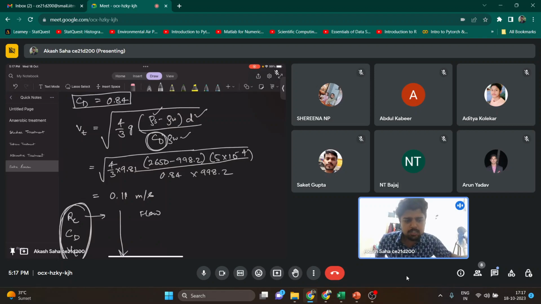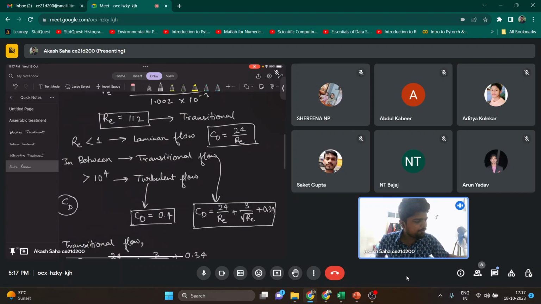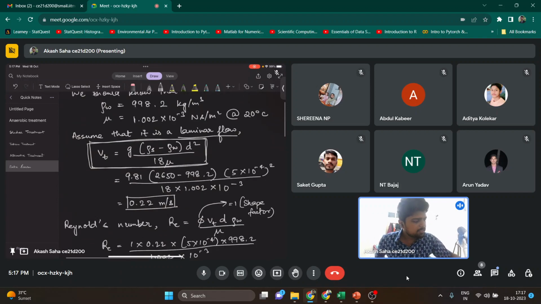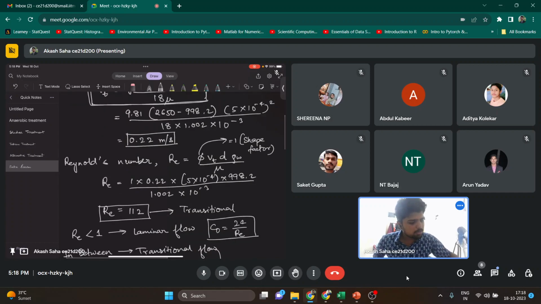So at first we will assume it to be a laminar flow, because if we see the laminar flow equation, it just has the d, mu, and rho w, rho s. So all these things are generally known to us. So we will start by considering it as a laminar flow. Then we will check whether whatever terminal velocity we are getting is satisfying the laminar flow condition. So for that, we will find the Reynolds number.